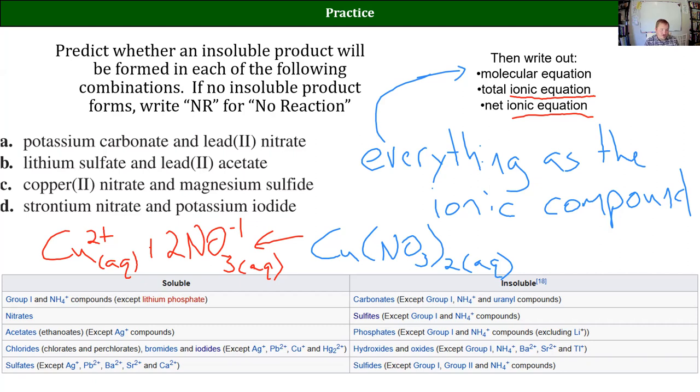All right, so for the total ionic equation, we know that the nitrate's not going to form a solid because nitrate's down here on the soluble side with no exceptions. In the total ionic equation, we would still write the nitrate in there because we have it in our system. In the net ionic equation, we would leave the nitrate off because it doesn't do anything. It doesn't form a solid. Got it. Thank you so much. I'm a little slow today.